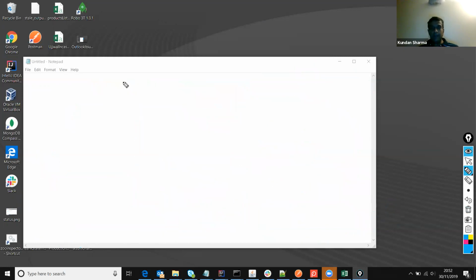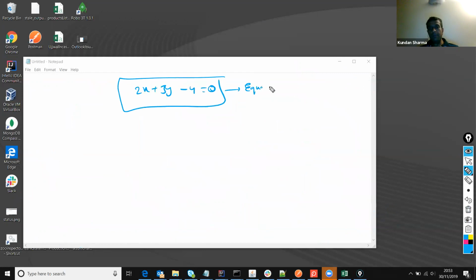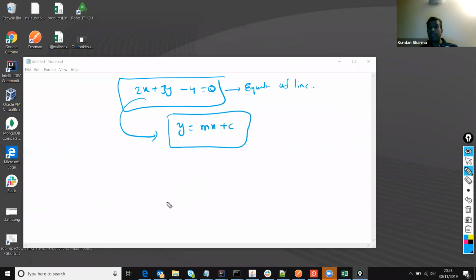So let us say I have an equation like 2x plus 3y minus 4 is equal to 0. This is my equation of a line. If I say, find out the slope of the line. Our slope-intercept form is y is equal to mx plus c, right? So how do I convert this line into this format where the coefficient of y has to be 1? Then we can say that whatever is the coefficient of x will be the slope of the line. So now my problem statement is, find out the slope of the line.